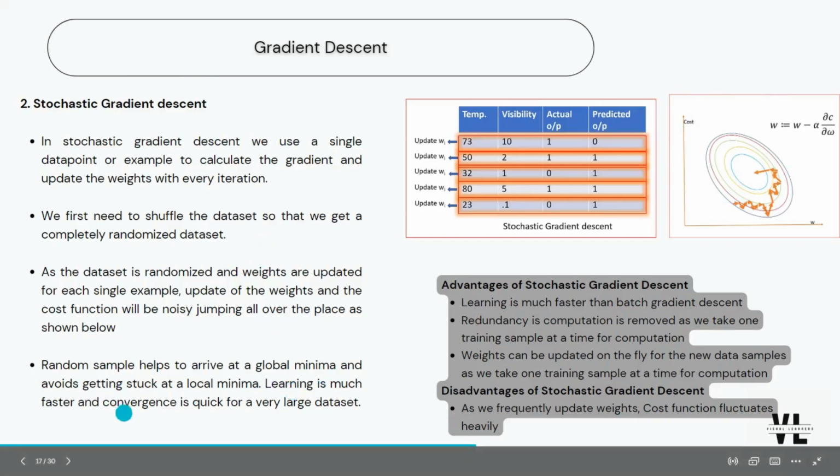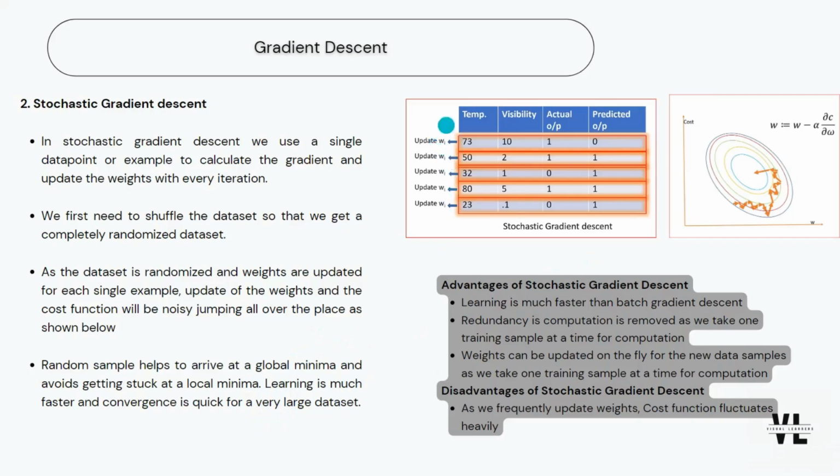Learning is much faster and convergence is quick for a very large dataset. The learning is going to be much faster if you use a very large dataset. Since we are using a single instance each time, it's going to be much faster. So the advantage of stochastic gradient descent is that the learning is much faster than batch gradient descent.